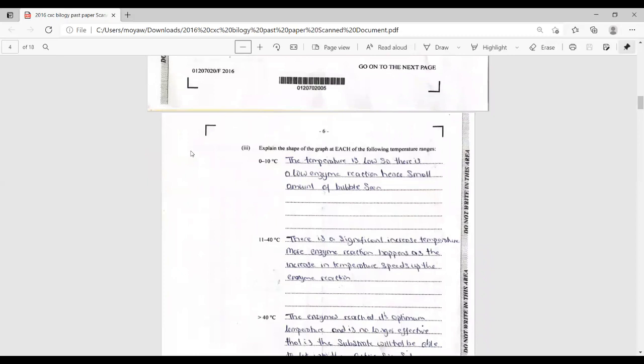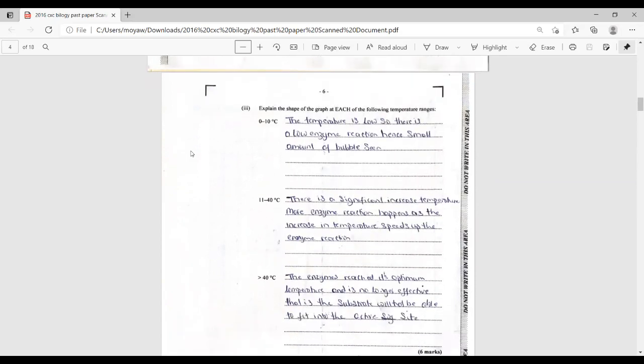So I have the temperature is low, so there is a low enzyme reaction, hence small amount of bubbles seen. As we can see, it's 10 degrees, 0 to 10. So the temperature is definitely low, so not a lot of reaction is going on, and that's why we're not getting a large amount of bubbles.